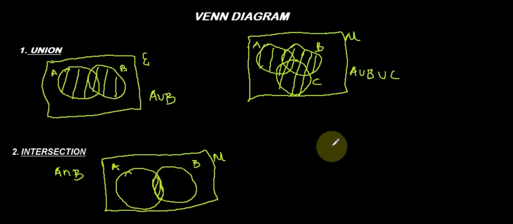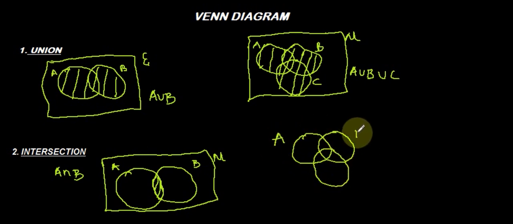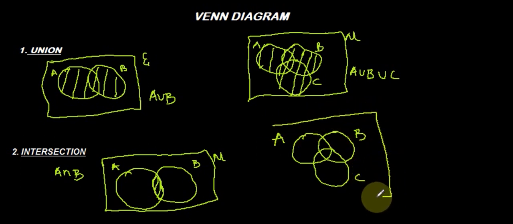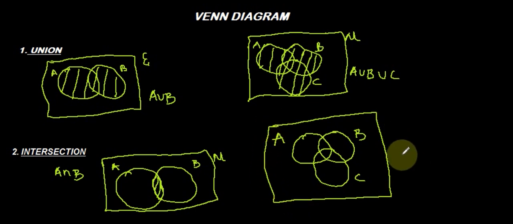Now, what if it involves three sets, A, B, and C? We have to look for where the three circles meet each other, where they intersect. These are in the universal set. So we have A intersection B intersection C. It's actually this area, that's where they meet. That's what we call the intersection of sets.